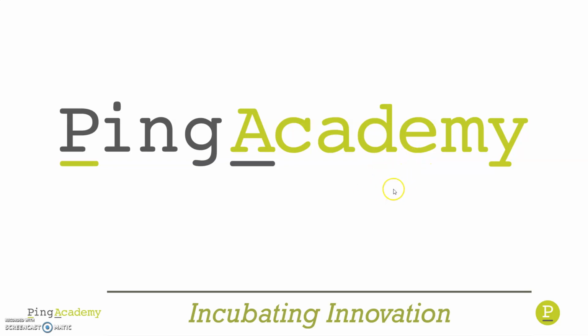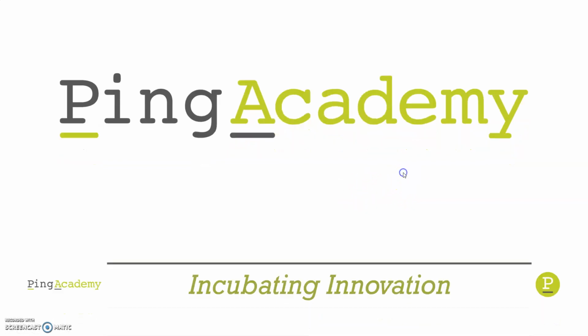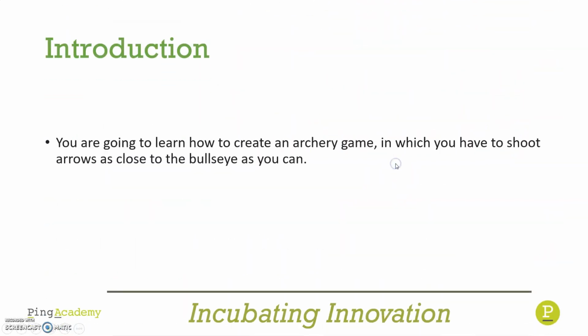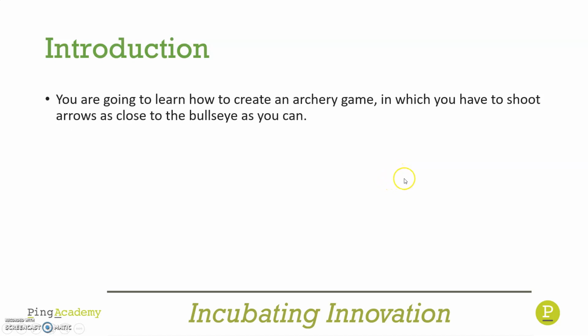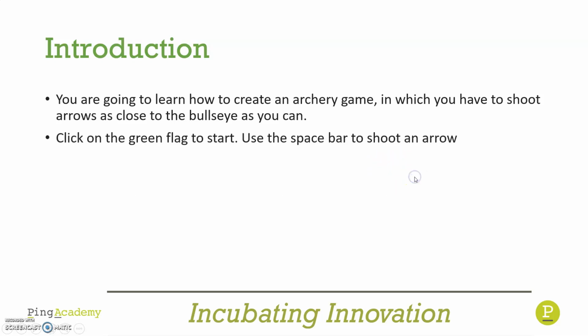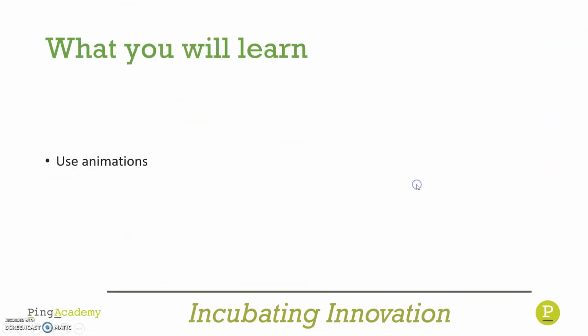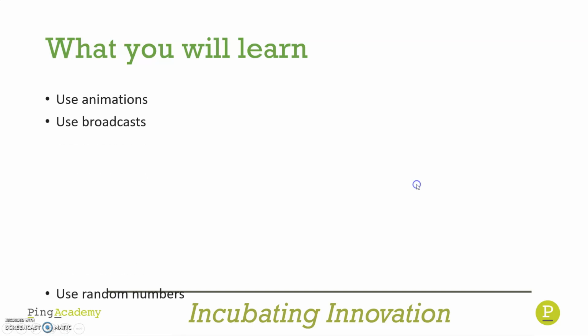Welcome to another brand new video where we'll be creating more games on Scratch. In today's video, you are going to learn how to create an archery game in which you have to shoot arrows as close to the bullseye as you can. Click on the green flag to start. Use the spacebar to shoot an arrow. What you will learn: use animations, using broadcasts, and using random numbers. So let's get to it.